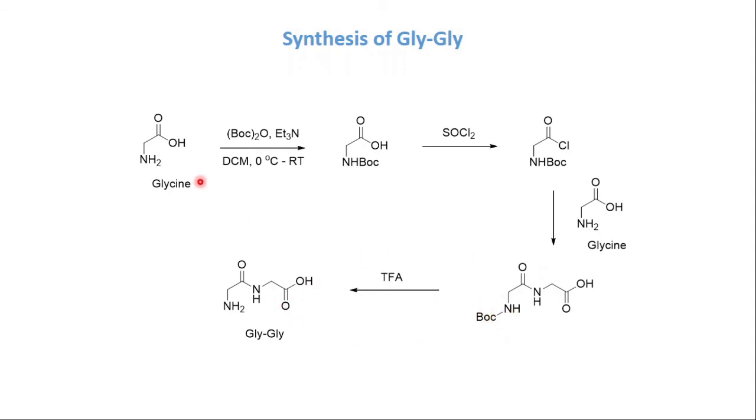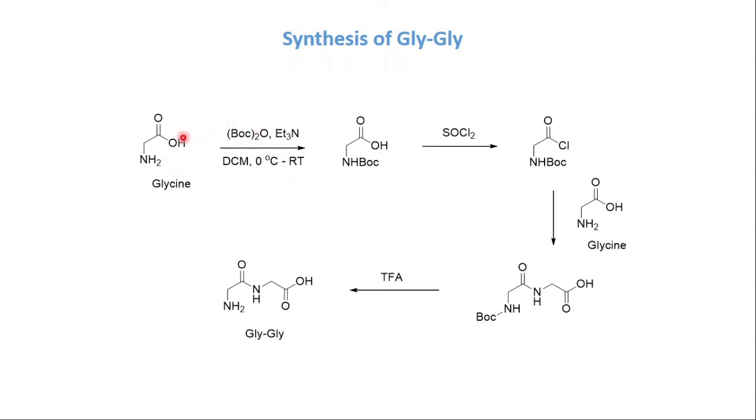So, how will you do the reaction? In an RB or round bottom flask, you take glycine, add DCM and Boc anhydride. Make sure it is dry, do not add water. Boc anhydride you take in dichloromethane, and triethylamine you add. 0 to RT you can maintain, because Boc anhydride when you add it is a bit exothermic.